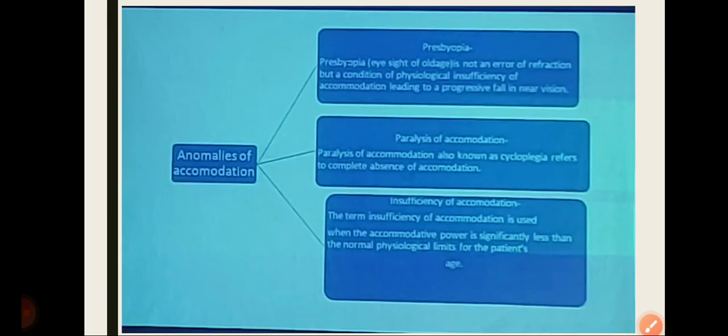Then there is paralysis of accommodation, also known as cycloplegia, which refers to the complete absence of accommodation. There is also insufficiency of accommodation. The term insufficiency of accommodation is used when the accommodative power is significantly less than the normal physiological limits for the patient.